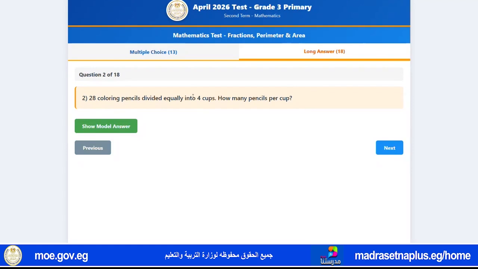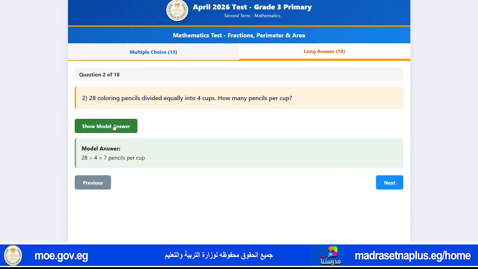My advice for any word problem: you should read it carefully. This problem may be times, it may be divide, maybe add, maybe subtract. You should read the question carefully. Let's see the answer. Yes, 28 divided by 4 equals 7 pencils per cup.